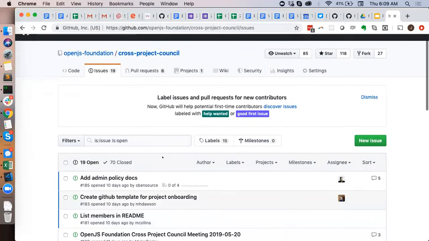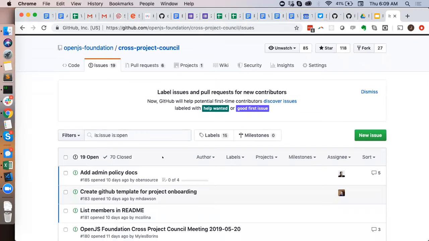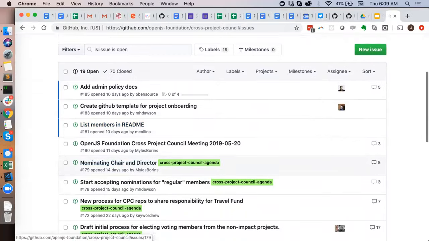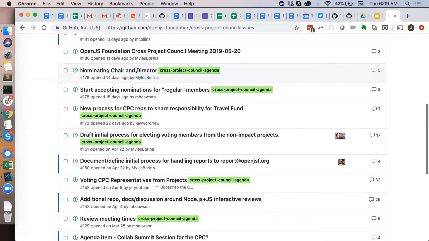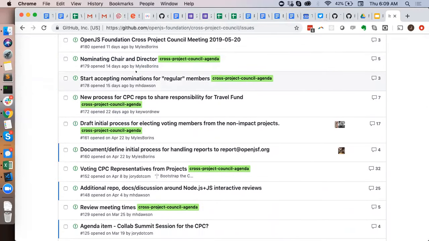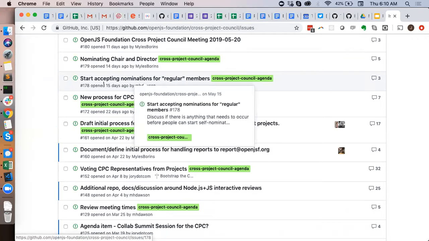Okay. For those who are unfamiliar, we have the OpenJS Foundation GitHub org, and all of the work of the CPC happens in the Cross Project Council repo. The agenda items are pulled from the label Cross Project Council Agenda. So our first item remaining from last week is nominating the chair and the director. Joe, do you want to, because I think you were leading this last week, or I'll let Joe talk to this one. Will you open that? Yeah. Open that up, yep.